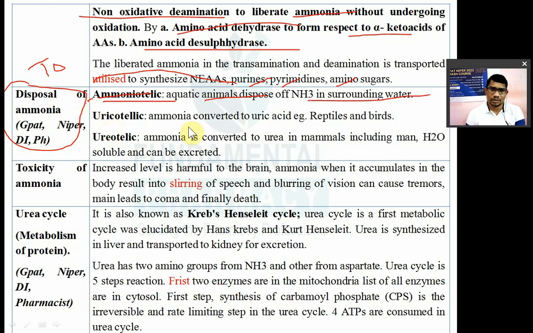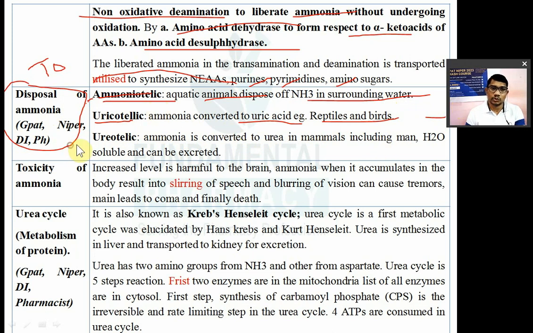In a few animals, for example reptiles and birds, ammonia is converted into uric acid, and then uric acid is excreted. That is why they are known as uricotelic. Ammonia excreted as it is is aminotelic, for example in aquatic animals. Uricotelic means ammonia is converted into uric acid and then excreted, as in reptiles and birds.